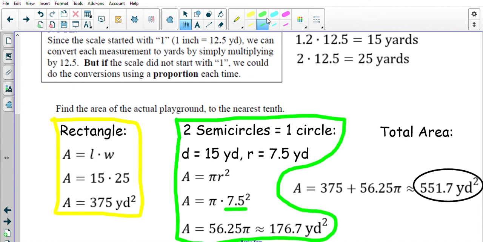So to find the total area, we do the rectangle, which is 375. I actually put 56.25 pi here, but you can replace that with the 176.7. We get about 551.7 yards squared for the total area. So again, just mixing scale in a little bit with finding area of composite shapes. Let's take a look at another one of these.